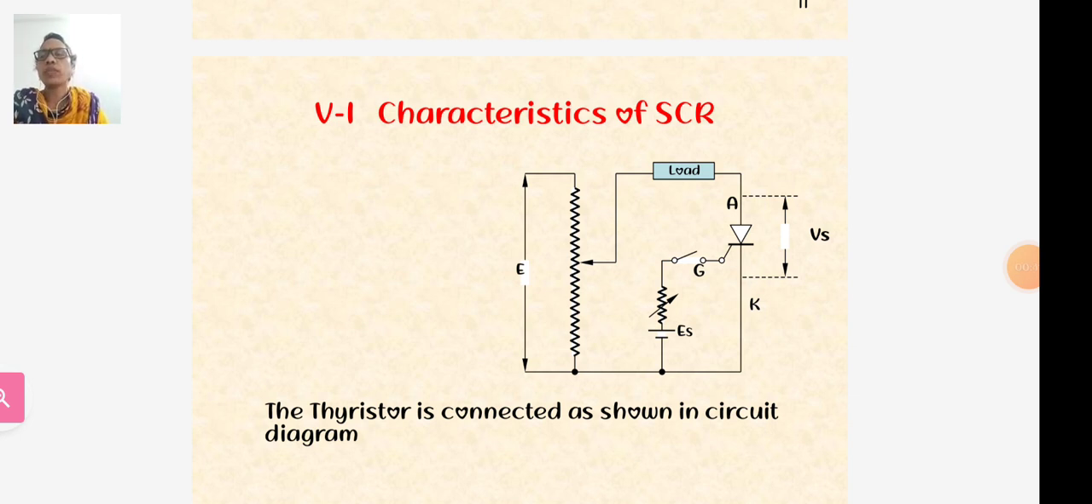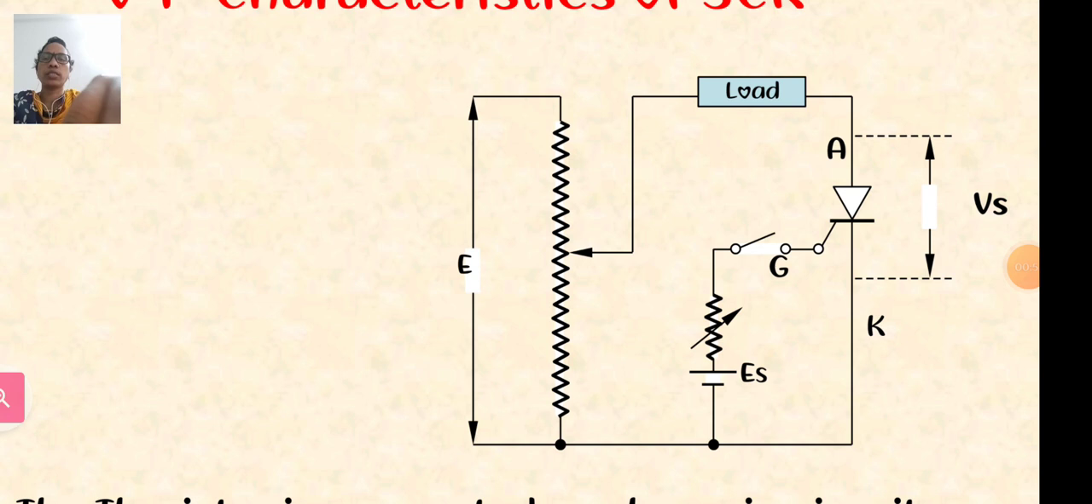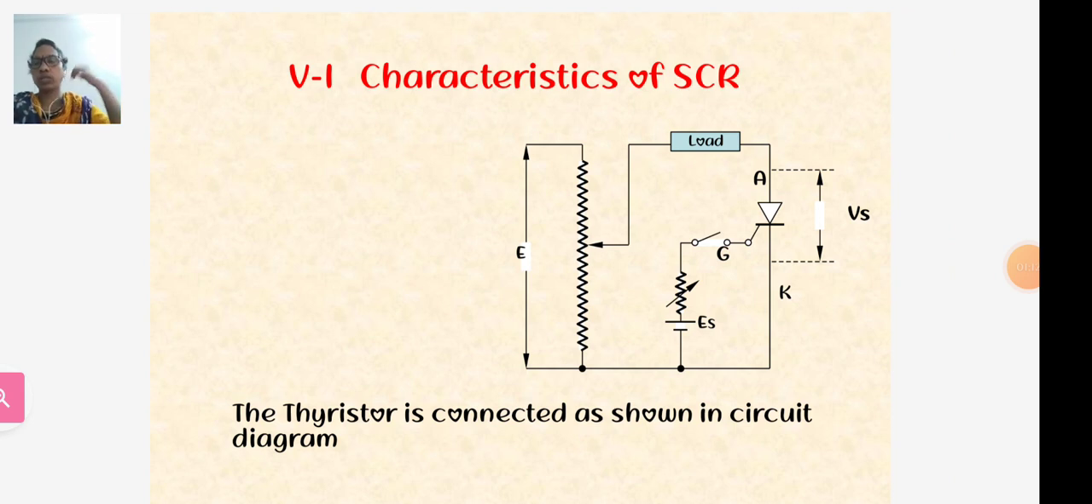So in this VI characteristics of SCR, this is the circuit diagram for the SCR connection. This is the SCR, and it has the anode and the cathode terminal, and the gate terminal, which means it is a 3 terminal, 4 layer and 3 junction thyristor. It has the supply voltage, a variable resistor, and a connected load. So the thyristor is connected as shown in the circuit diagram.